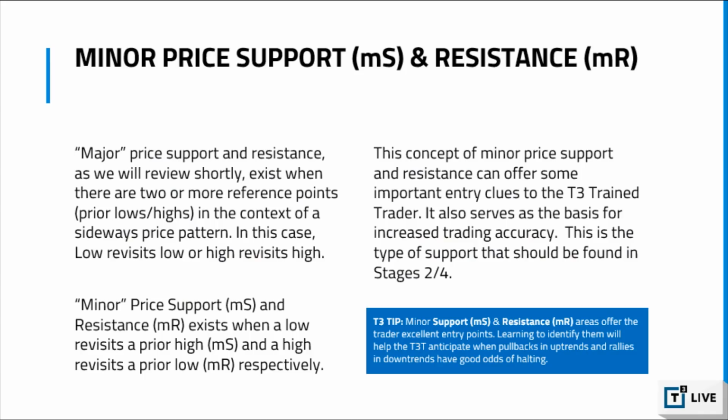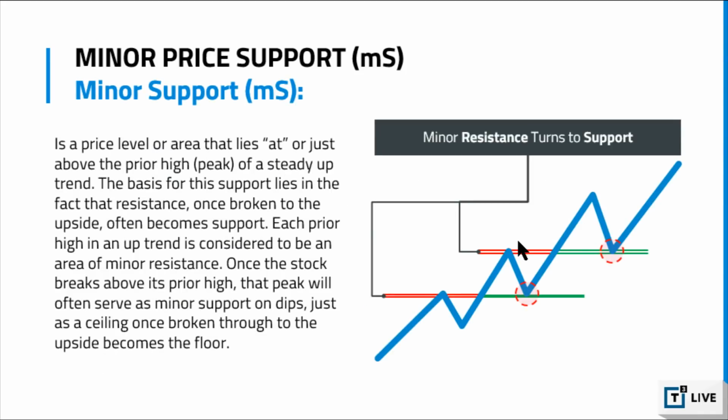minor support basically is the support that lies at or just above what used to be resistance in an uptrend that got broken through to the upside. So usually a prior pivot high or a prior base. So when the stock pulls back to that area, it is a strong minor support area. Just like a ceiling becomes the floor. If you were to look at the ceiling above you, if you were Superman and you were to crash through it, you would land on it. So that's the concept.